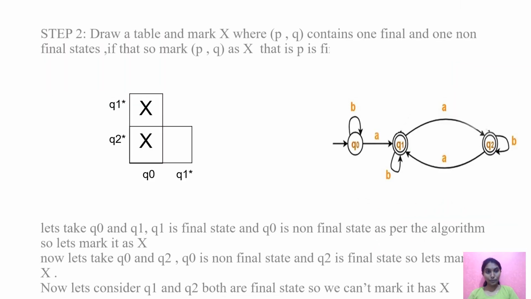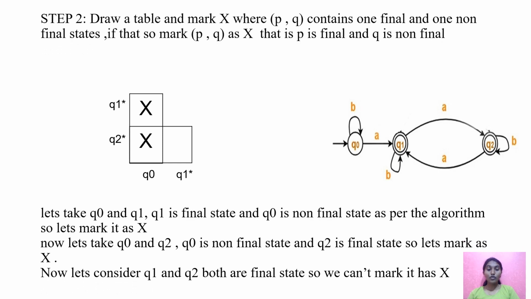Now let's see step 2. As per step 2, we should draw a table like this and mark X where P and Q contain one final and one non-final state. If that's so, mark P and Q as X, that is, P is final and Q is non-final. As per step 2, if there are two states, P and Q, one should be a final state and the other should be a non-final state. If these two conditions are satisfied, then we can mark X in the table.